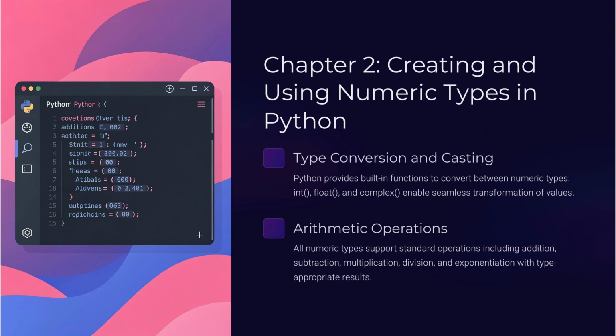Python's built-in functions, int, float, and complex, allow seamless conversion between numeric types. These conversions enable precise arithmetic operations, including addition, subtraction, multiplication, division, and exponentiation, ensuring type-appropriate results. Understanding these conversions is crucial for effective numeric computations in Python.